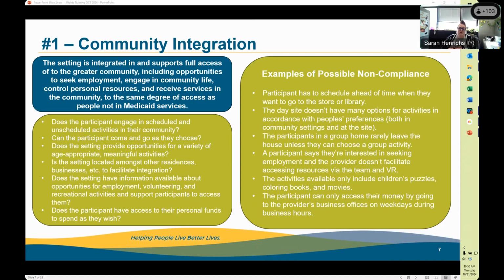Another example is the participant can only access their money by going to the provider's business offices on weekdays during business hours. I think that maybe happened in Nebraska City, where a participant's checkbook was kept in the office at the day site. And so they could only get to their checkbook during business hours, Monday through Friday. That's something that really explicitly would not be in compliance with the final settings rule.